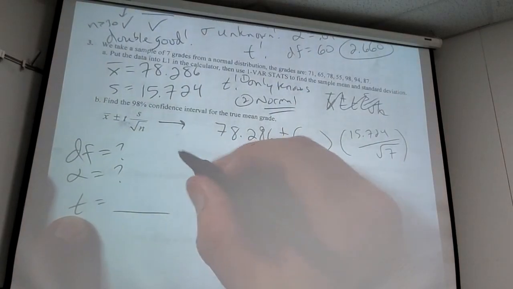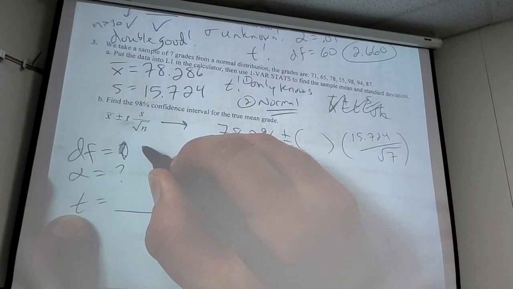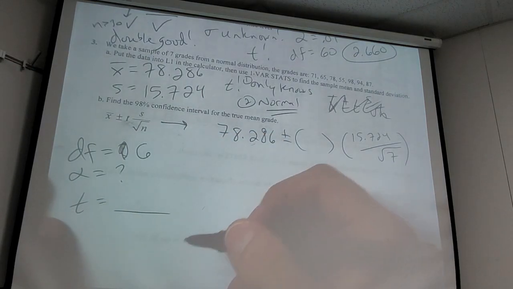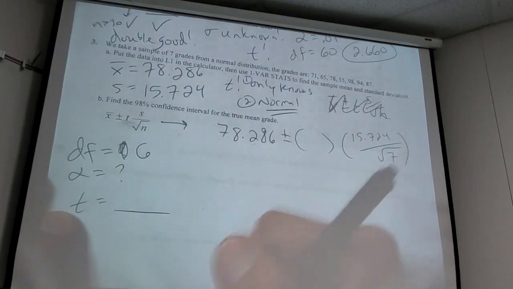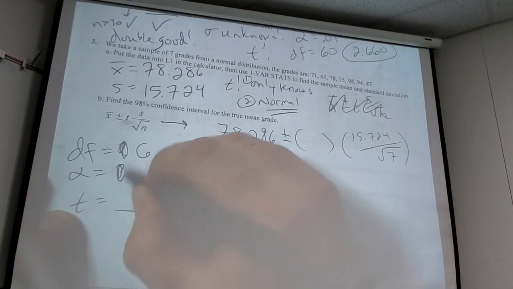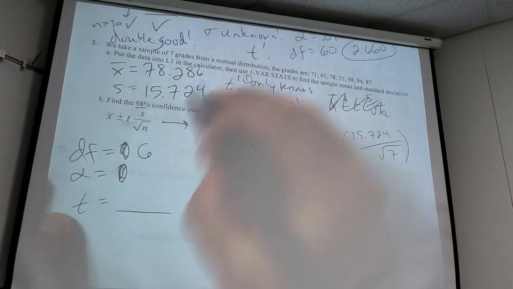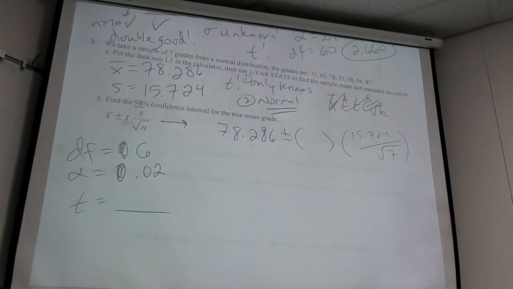Make sure everybody's on the right track. What's the degrees of freedom? 6. Okay, N minus 1, right? So degrees of freedom is 6. Be careful, it's N minus 1. It always relates to the sample size. What's alpha in this case? 0.02. Good, 98% confidence, so I have 2% out in the tails. And that's all you need to know to figure out what the T-score is.